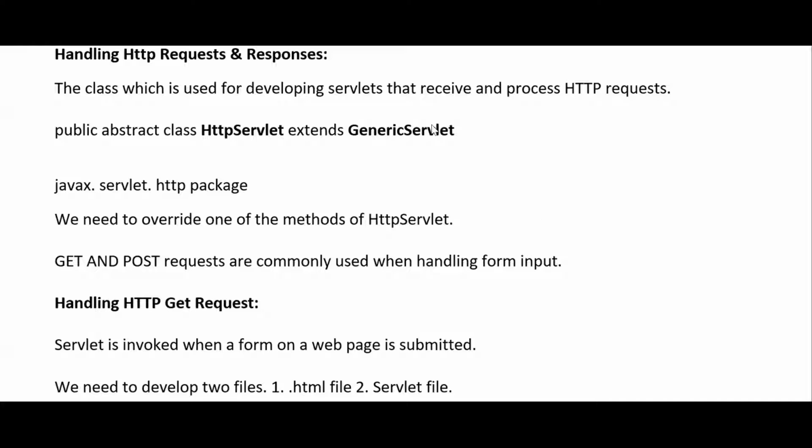So let us see what is the class signature. The class signature is public abstract class HttpServlet. This is the name of the class, extends GenericServlet. GenericServlet is in the package javax.servlet and HttpServlet is in the package javax.servlet.http. So let me show you what are all the methods that are there in this particular HttpServlet.